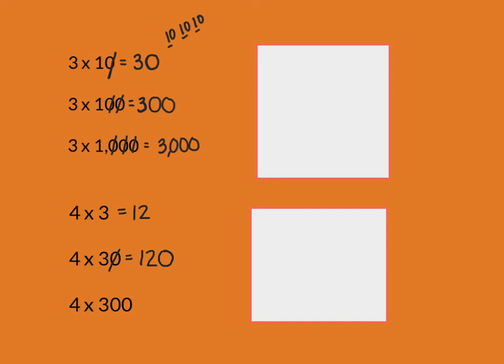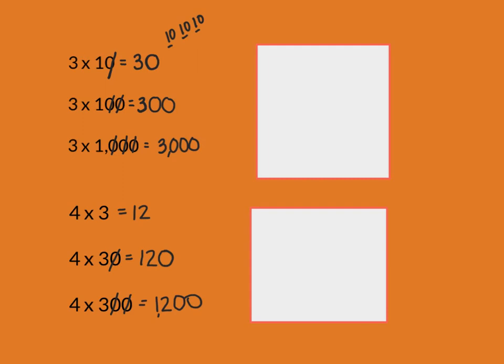In the same way, I can solve 4 times 300. Taking away my zeros, 4 times 3 is 12. This time I took away 2 zeros, so I'm going to add 2 zeros back in. 4 times 300 is 1,200.